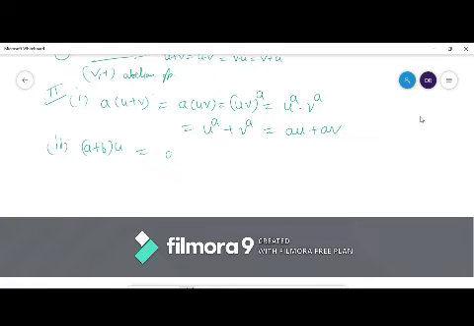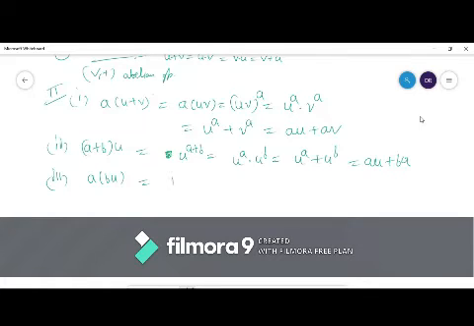Next is a plus b into u. This is equal to u raised to power a plus b, and this can be written as u raised to power a into u raised to power b. This is equal to u raised to power a plus u raised to power b, and this is also equal to au plus bu.